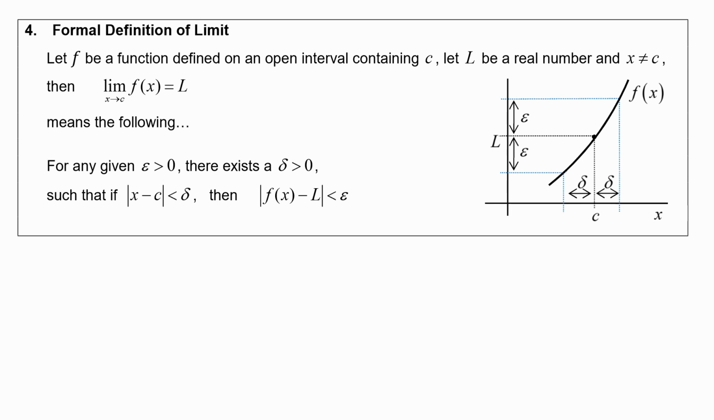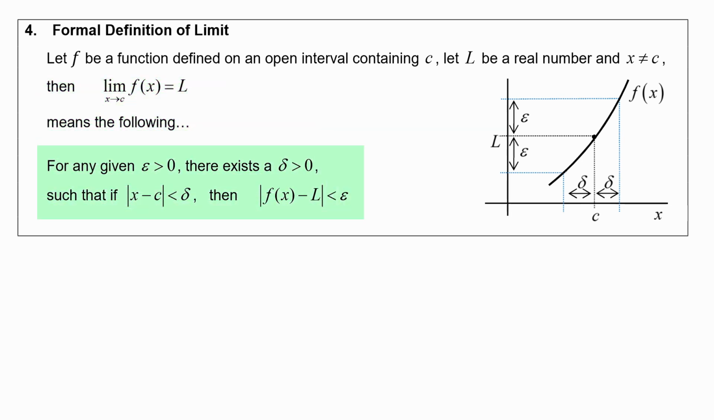Next up, we have the formal definition of limit. And everything in this entire section has been leading up to this definition, which is the single most important definition in the entire section. Let f be a function defined on an open interval containing c. Let L be a real number and x is not equal to c. Then the limit as x approaches c of f of x equals L means the following.